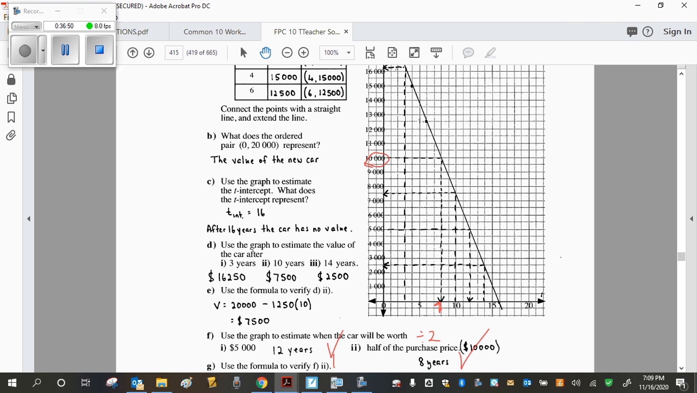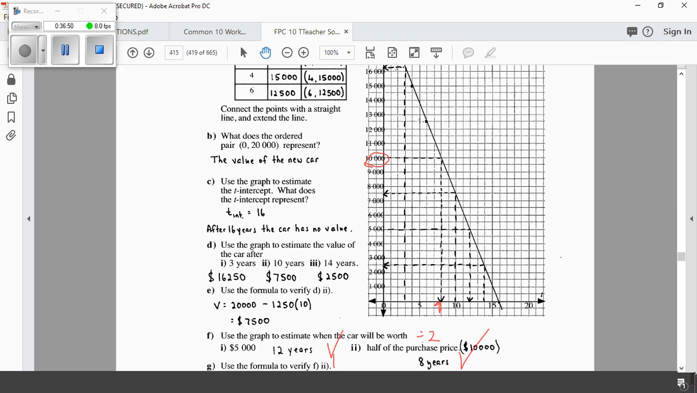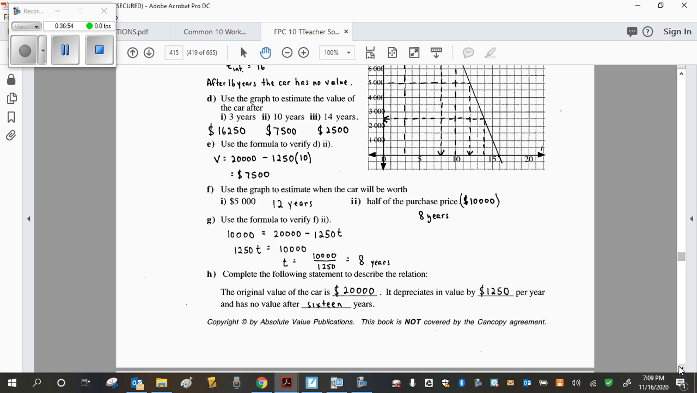And hopefully the fill in the blanks went well for you and makes sense to you. Original value of the car is $20,000. It depreciates, it goes down. It says subtract 1,250, so it goes down $1,250 per year, and there's no value after 16 years, excluding collectible classic cars. Super.